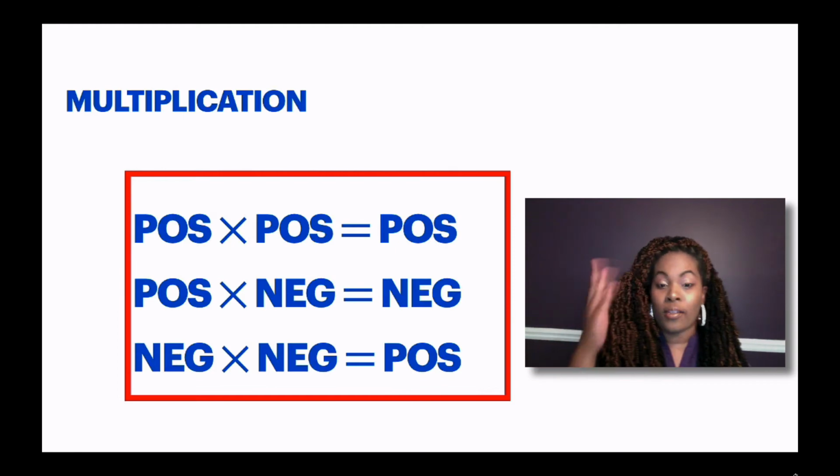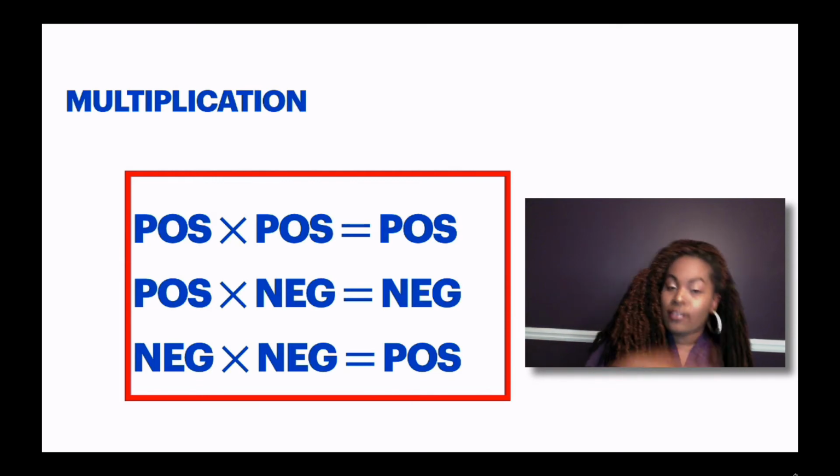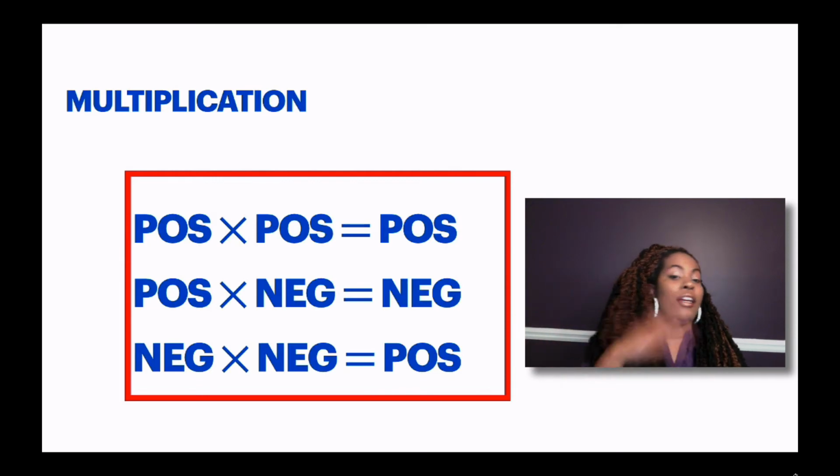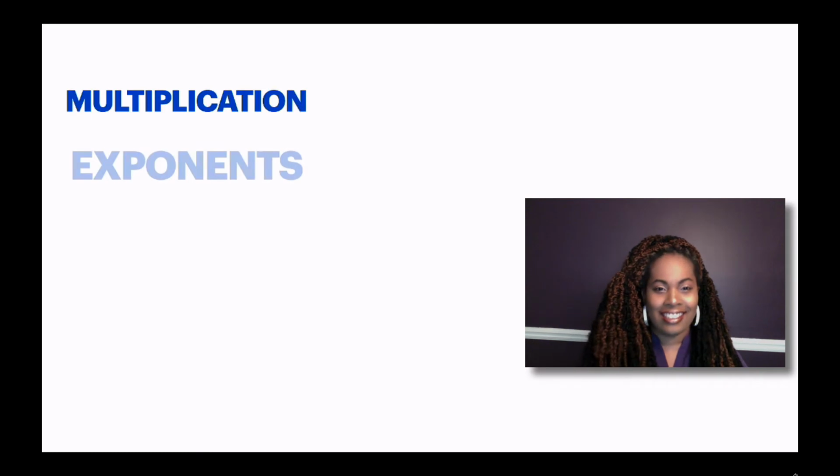A positive times a positive is still a positive. Positive times a negative is a negative. And a negative times a negative is a positive. That's for all real numbers. So let's move forward and see what's next.